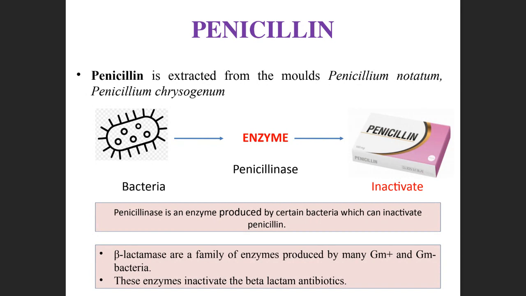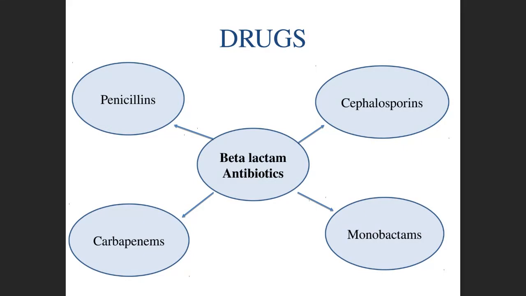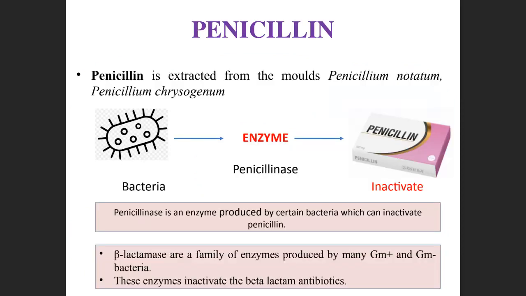So the family of beta-lactamase enzymes, what is their function? Their function is to inactivate the beta-lactam antibiotics. So they can inactivate penicillin, cephalosporin, monobactams, carbapenems. These are beta-lactam antibiotics, but the enzymes that are produced by the bacteria, the beta-lactamase category of enzymes, can inactivate these drugs. That is why they are known as the beta-lactamase enzymes. Within the beta-lactamase, for penicillin, we have penicillinase enzyme. Who is producing this penicillinase enzyme? The bacteria is producing it in order to inactivate the penicillin.